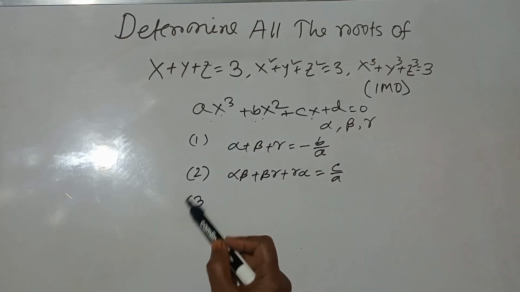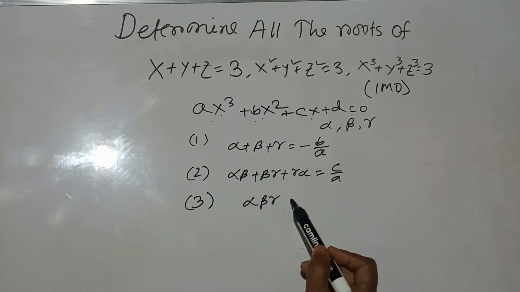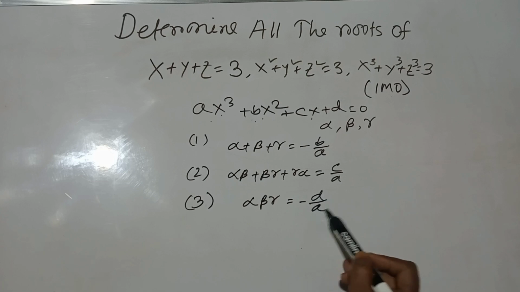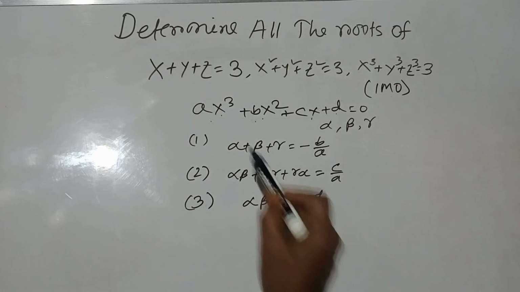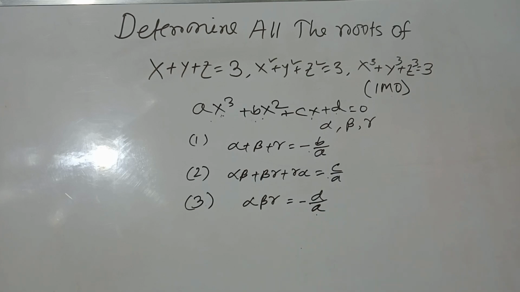And property number 3 is simply alpha beta gamma, the product of all roots, equal to negative d over a, where d is the constant term and a is the coefficient of x cube. So you can see the signs: negative, positive, negative. Keep these things in your mind.